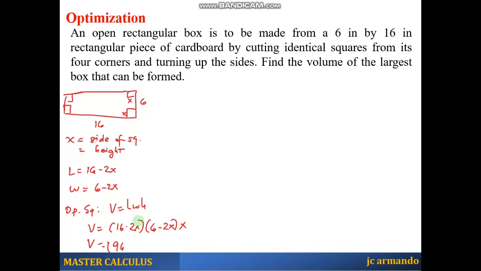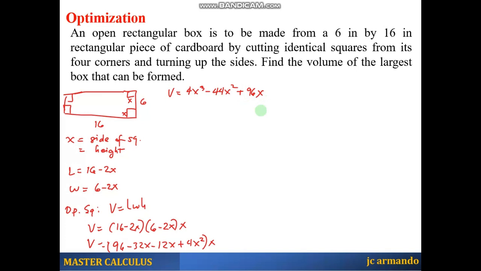16 times negative 2x, negative 32x. Negative 2x times 6, negative 12x, plus negative 2x times negative 2x, 4x squared, times x. So, therefore, V is just equal to 4x squared times x, 4x cubed, then negative 32 minus 12 is negative 44x, right, times x is negative 44x squared, then 96 times x, 96x.